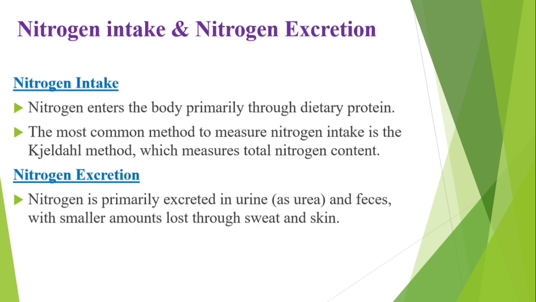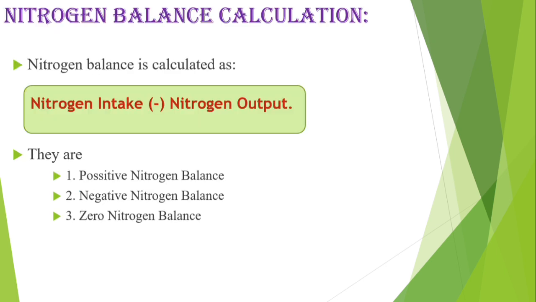Nitrogen intake and nitrogen excretion. Nitrogen enters the body primarily through dietary protein, and the most common method to measure nitrogen intake is the Kjeldahl method, which measures the total nitrogen content. Nitrogen is primarily excreted in the urine as urea and in feces, with small amounts lost through sweat and skin. Nitrogen balance calculation. Generally, the nitrogen balance is calculated as the intake minus the output.